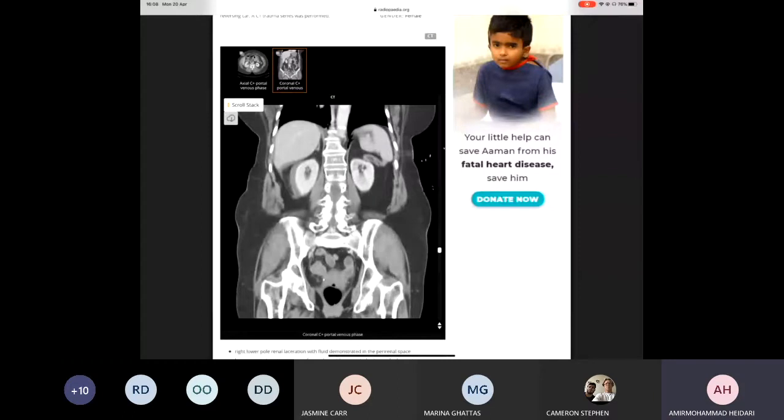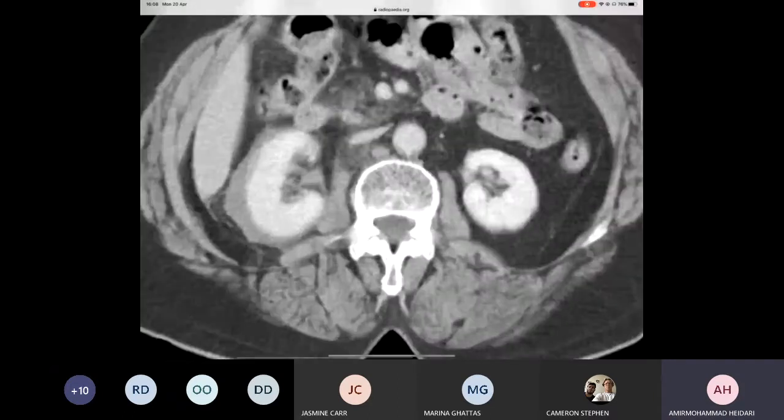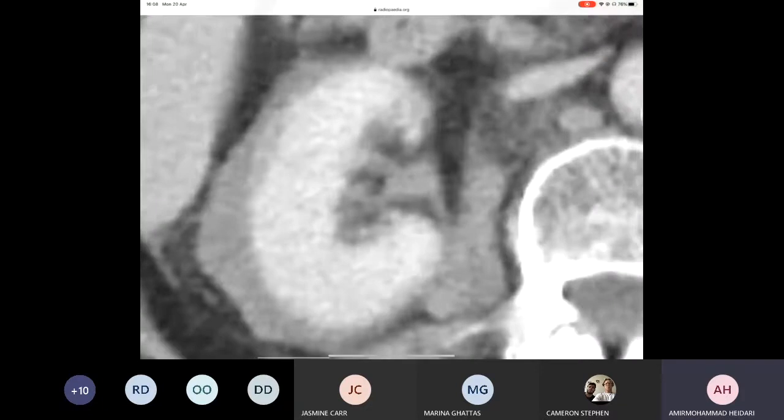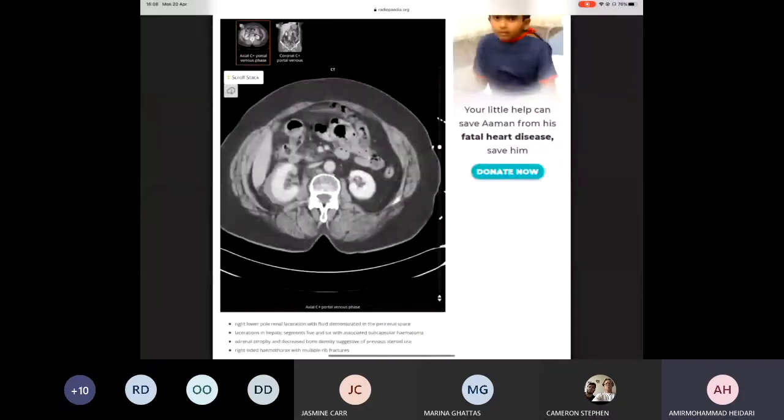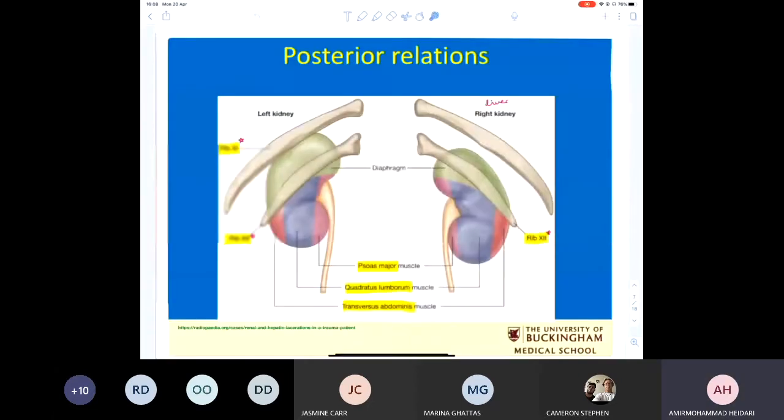Okay, and you can see it here. Also in this view, which is a transverse view, you can see the bleeding around the kidney here, but not here. So that's the relationship there with the ribs. Now I'd like to point out that there are some relationships that you need to really think about in terms of the kidney. Cameron will go through this quite nicely.